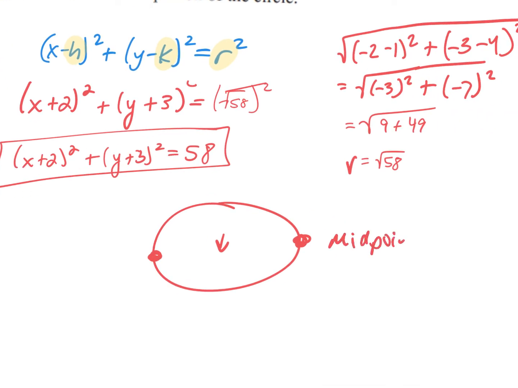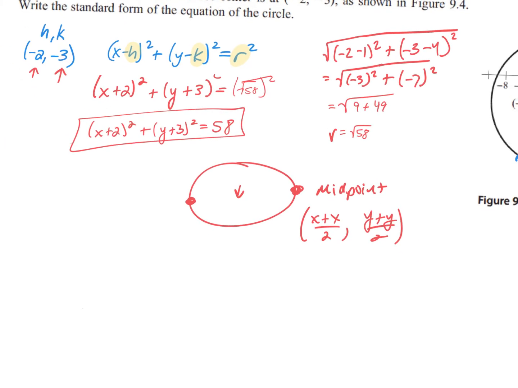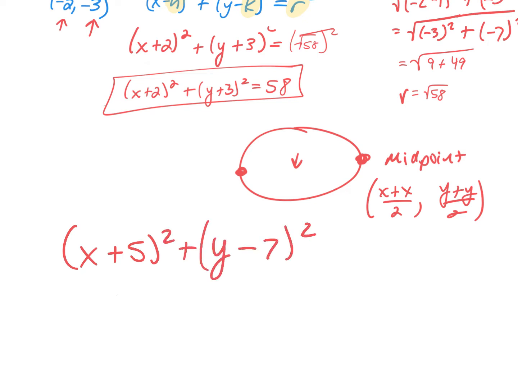Do you guys remember how to find the midpoint? Well, how do you find the middle of something? You're going to add the two x's, divide by 2. Add the two y's, divide by 2. If there's not a question like that in here, I'll do one in a second. So if you were given the equation of the circle like this, x plus 5 squared plus y minus 7 squared equals 12. And I said to you guys, what's the center?